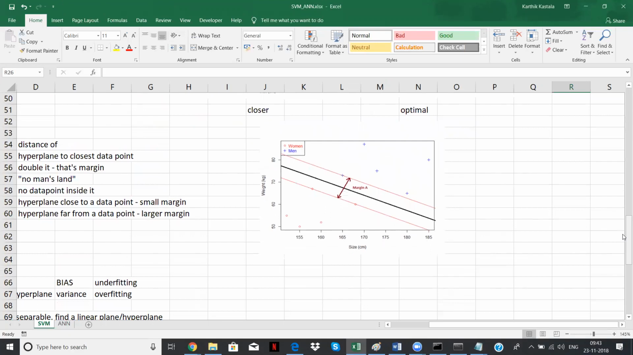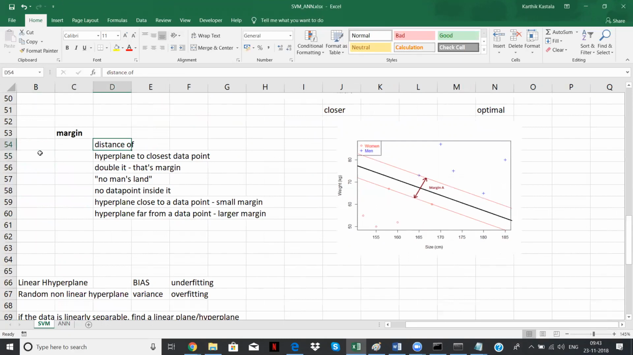You will have to define a margin. Clear? So here comes the concept of margin. And you see, a support vector hyperplane is decided by the distance of the hyperplane to the closest data point. And this distance has to be high, right?